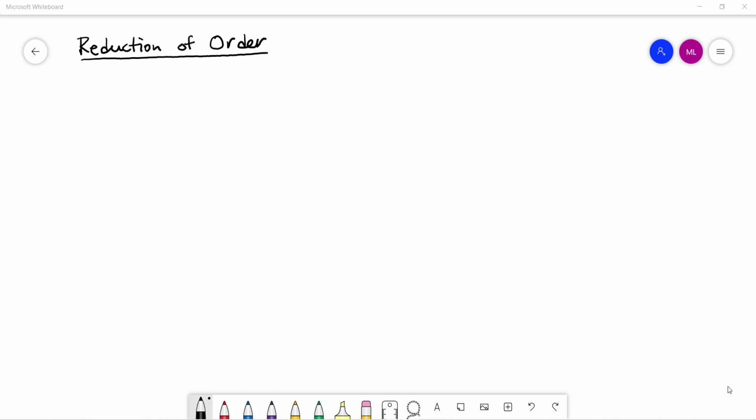In this video, I want to take our first attempt at trying to solve some of these higher order differential equations. We're going to be using a method called reduction of order in this case. And the idea behind reduction of order is it's going to be a technique that allows us to reduce the order of our differential equation.